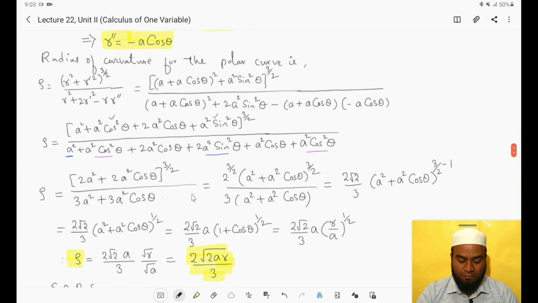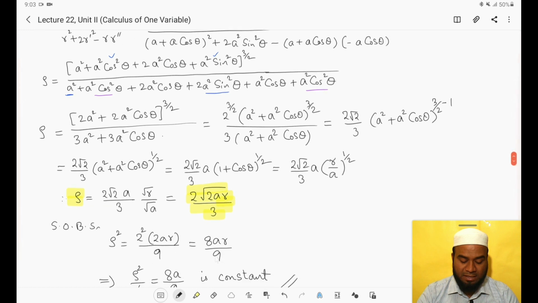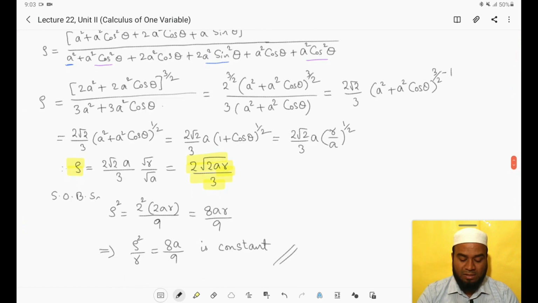Once we simplify, we got rho equals 2 into square root of 2ar by 3, because this is the radius of curvature. In the question it was asked to show that rho square by r is a constant. So that's why we have taken the square on both sides. Then we showed that rho square by r value is 8a by 9, which is a constant, right? This is how we solve the problems related to radius of curvature for polar curve.